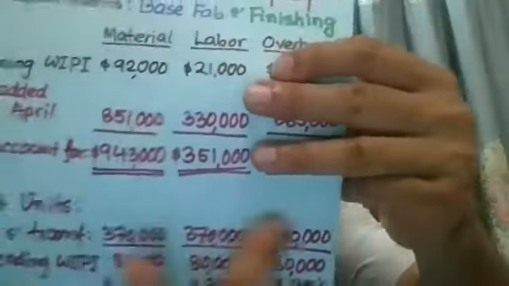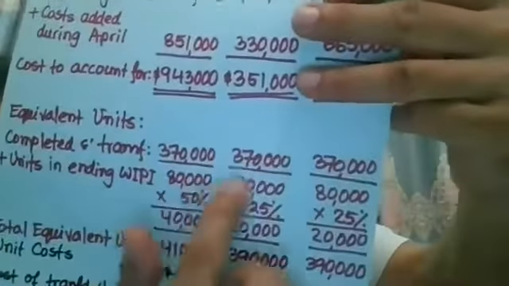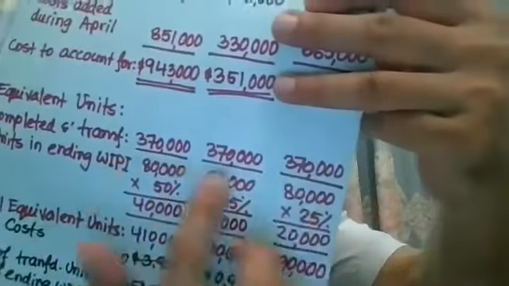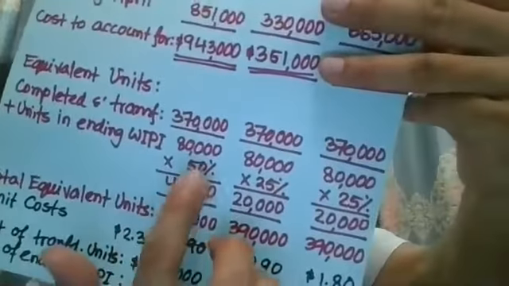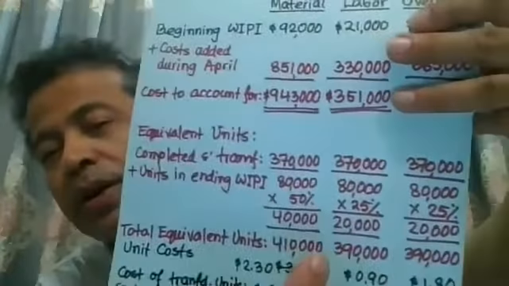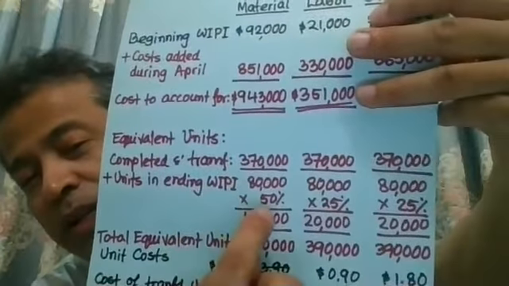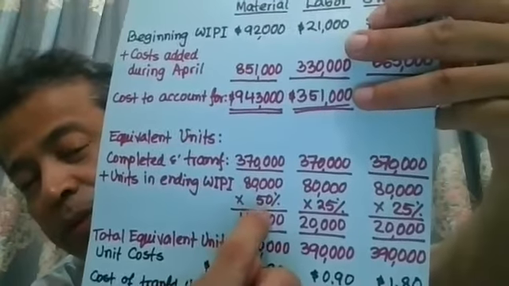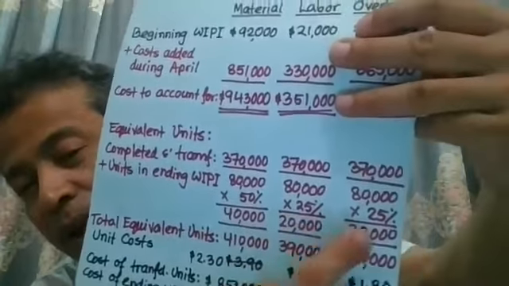We have 370,000 units gone to the next department, plus 80,000 units still here. They're languishing, hanging here. And then that is multiplied by the 50%, their respective degrees of completion. So how much have we completed these units in terms of materials? We have done 50% of the work. Then in terms of labor and overhead, we have done only 25%. So 80,000 times 50% is 40,000, and 80,000 times 25% is 20,000 units.